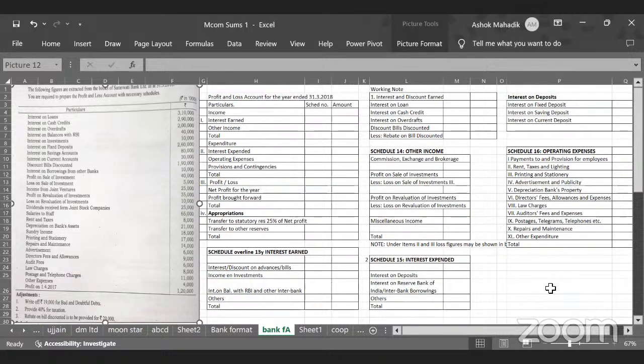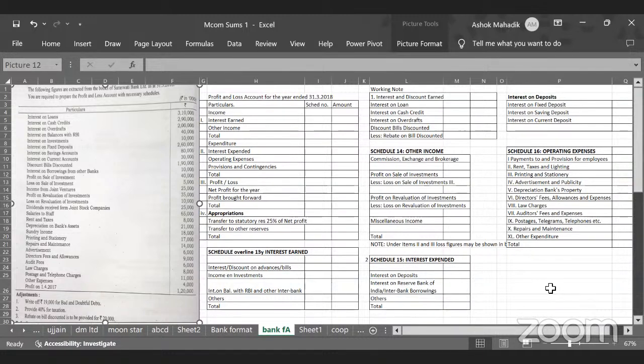This question will be attempted at the end. The last question to be attempted in the paper will be banking final accounts. First you go for foreign currency, then for cooperative society, then go for insurance if possible, and at the end, if this question is compulsory, go for banking company final accounts, because you have to make a lot of schedules and a lot of working notes. So I suggest you attempt this question at the end.